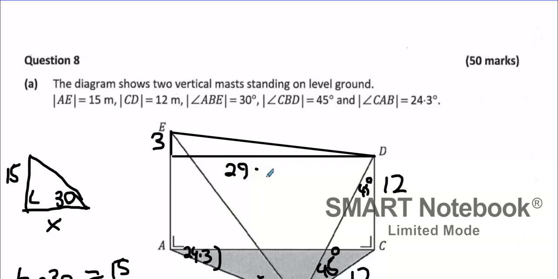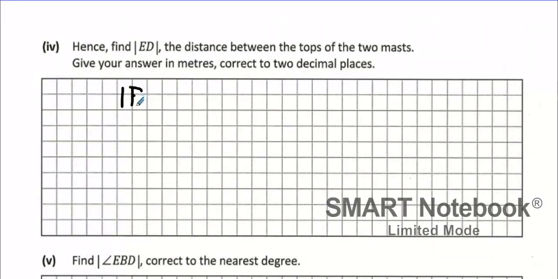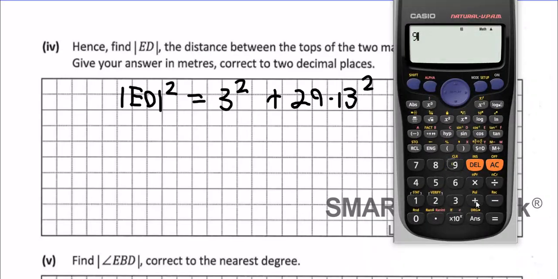Our answer for AB was 21.13. I think if we do Pythagoras' theorem, we can figure out what E to D is very quickly, can't we? So E to D squared equals 3 squared plus 29.13 squared. Square root your answer. We got 29.28.